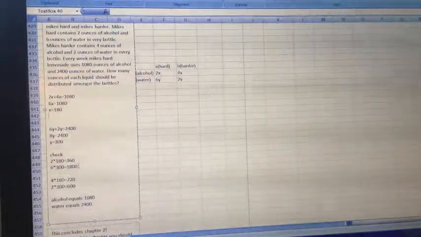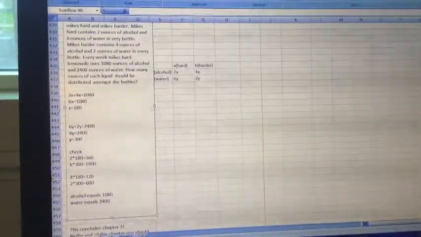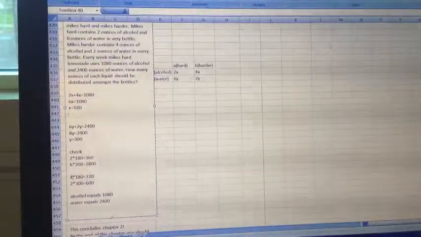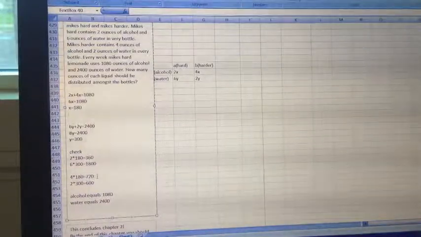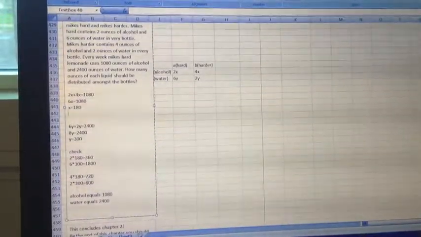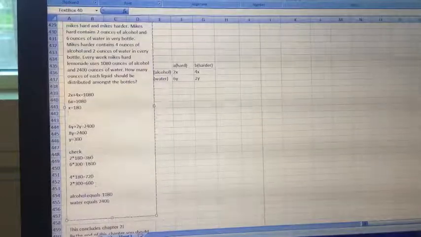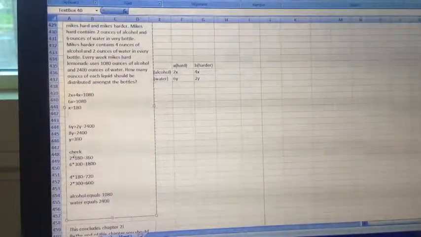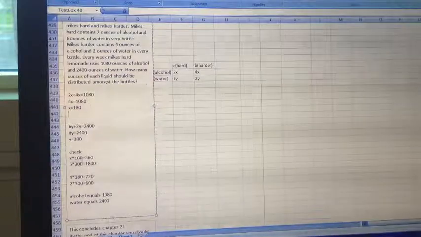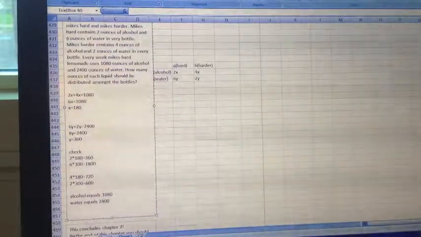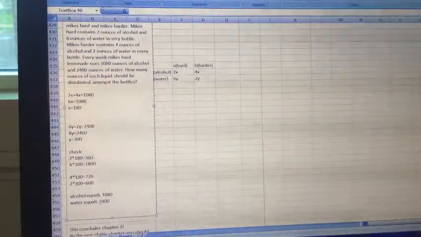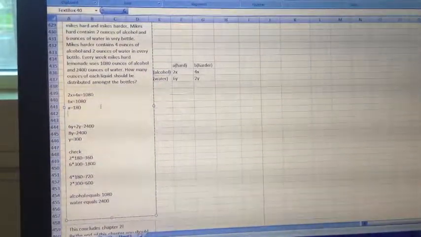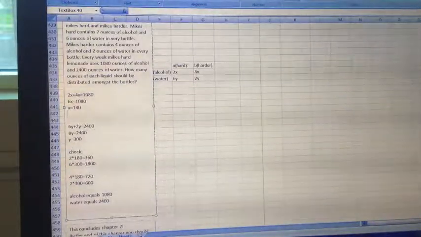Then we can do the same thing for Mike's Harder. We'll do 4 times 180, because there are 4 ounces of alcohol, and that equals 720. And we can do 2 times 300, which equals 600. Now we can take the alcohol we got from here, 360, and the alcohol we got from here, 720, and it adds up to 1,080, which is the number of ounces we found in the original equation.